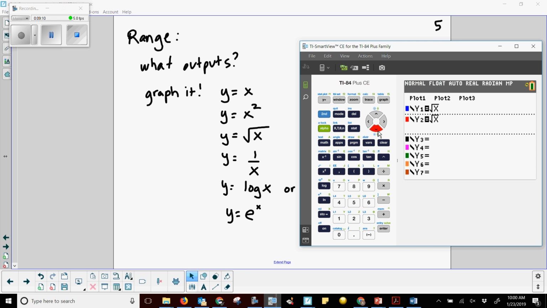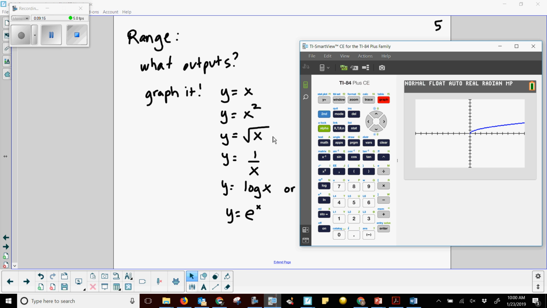Ooh, I took out the negative is what I did. I didn't clear the whole thing. So that one is the y equals x.